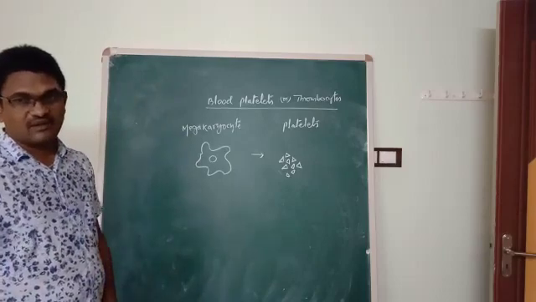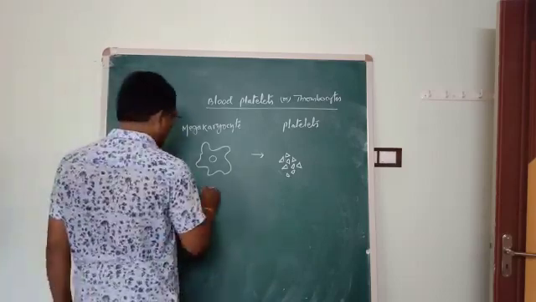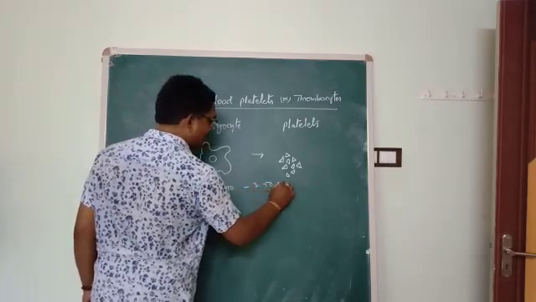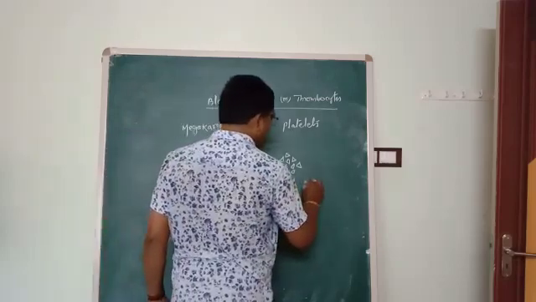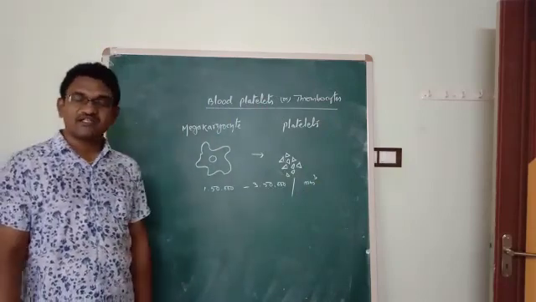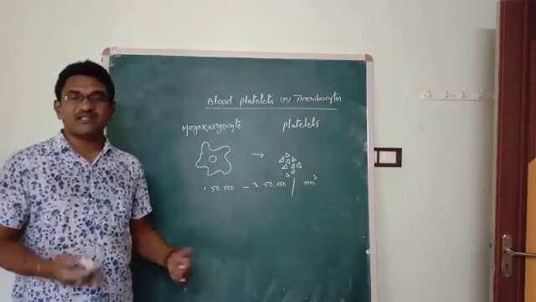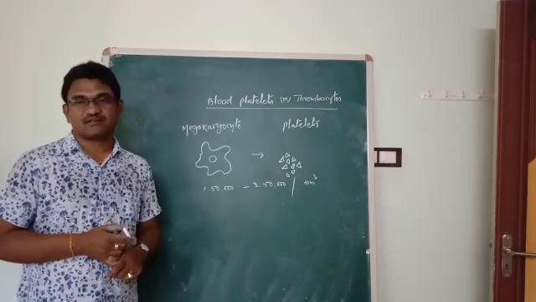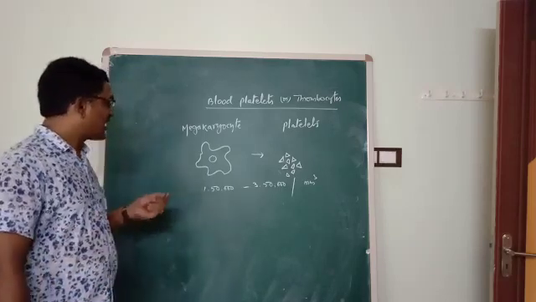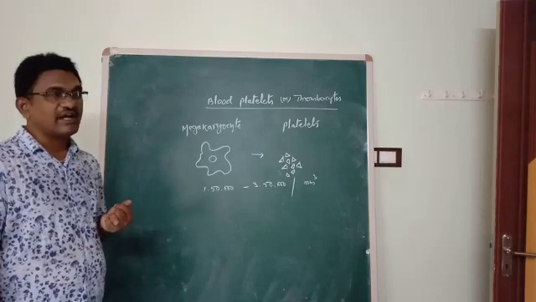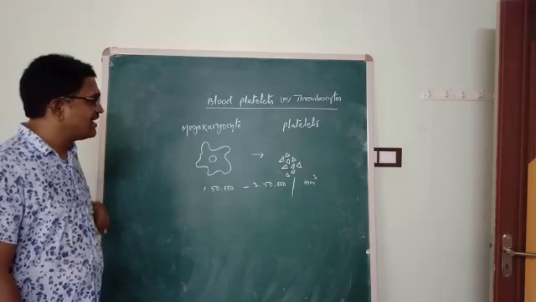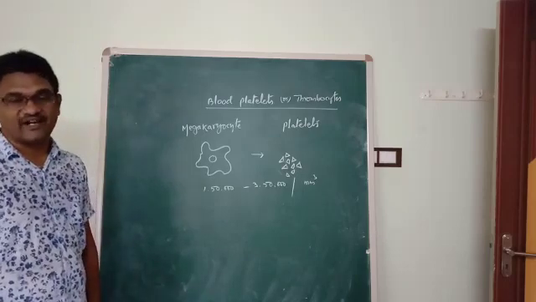Very important. Number of platelets about 1,50,000 to 3,50,000 per cubic millimeter of blood. Let us recall number of RBCs and WBC also. Number of RBC on average 5 millions containing hemoglobin in them. Next, number of WBC about 6,000 to 8,000. Next, number of platelets about 1,50,000 to 3,50,000 per cubic millimeter of blood.